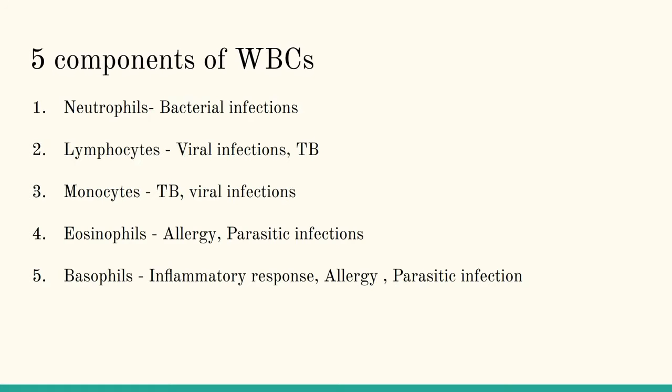There are five main components of WBC. The first one would be neutrophils. Increase of neutrophils or neutrophilia would indicate a bacterial infection, whereas increase in lymphocytes or lymphocytosis would indicate a viral infection. Increase of monocytes would indicate TB or a viral infection, and an increase in eosinophils or basophils would indicate an allergic reaction or a parasitic infection.